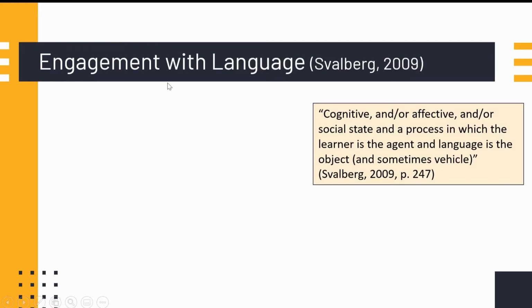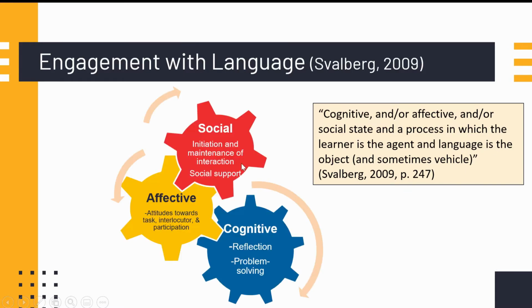When we look at the origin of engagement with language, it was introduced by Svalberg in 2009. According to her, engagement with language refers to a cognitive and/or affective and/or social state and process in which the learner is the agent and language is the object. She presents three dimensions of engagement with language: cognitive, affective, and social.